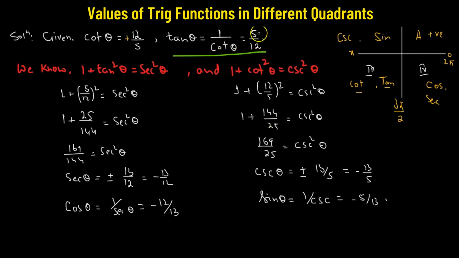So tangent of theta is 5 over 12. Secant of theta is negative 13 over 12. Cosine theta is negative 12 over 13. Cosecant of theta is negative 13 over 5. And sine theta is negative 5 over 13, whenever cotangent of theta is given as 12 over 5 and our value of theta lies in the third quadrant.